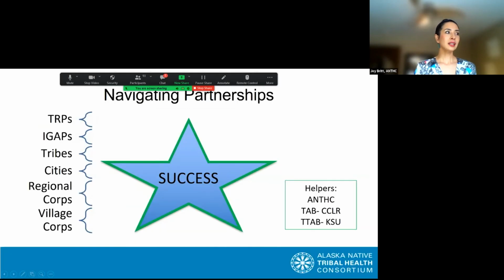So again, really quickly, we just want to touch on navigating partners in this time of thinking about how to utilize Brownfields resources for a community project. Lean on your TRPs, your IGAPs, one another, your corporations, and with us helping, we really could think that a success can happen. So please feel free to ask any questions to me or Mita. And I think that is it.